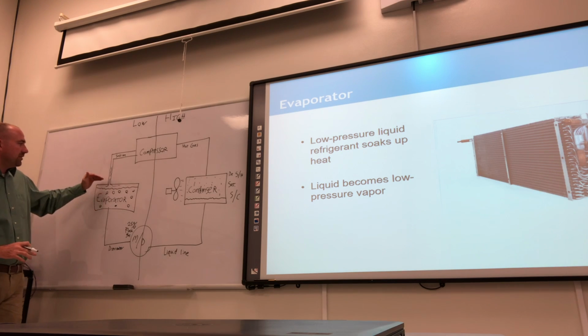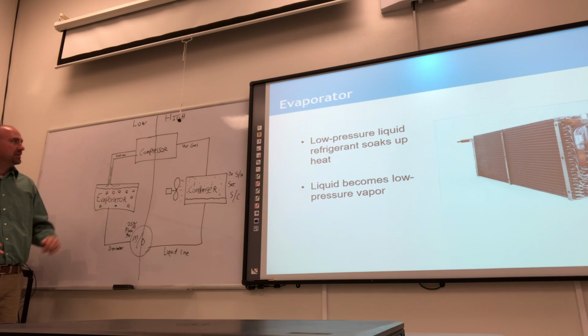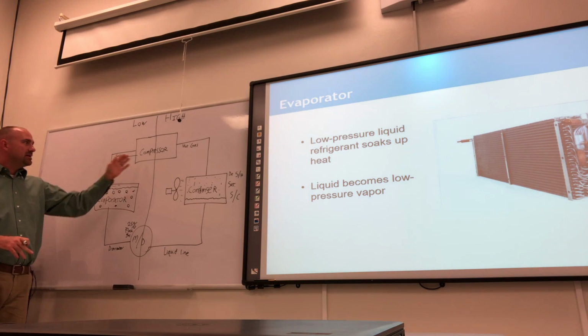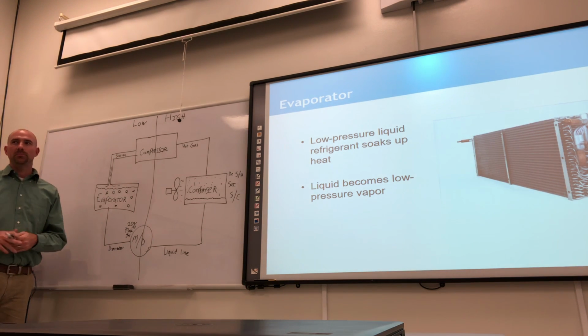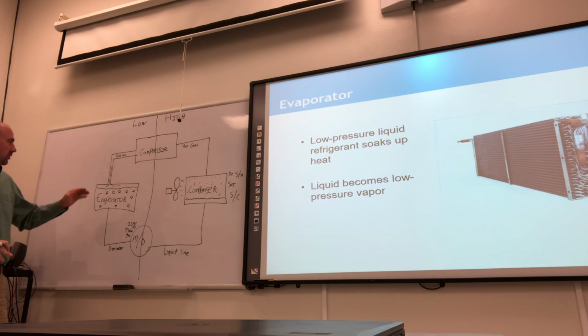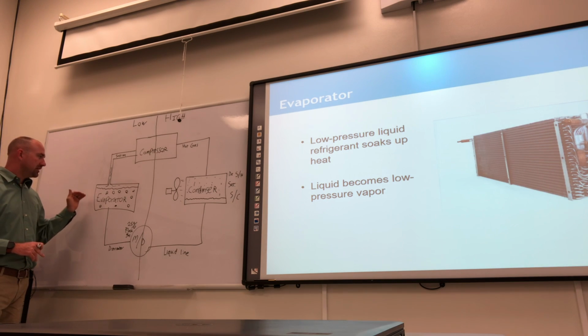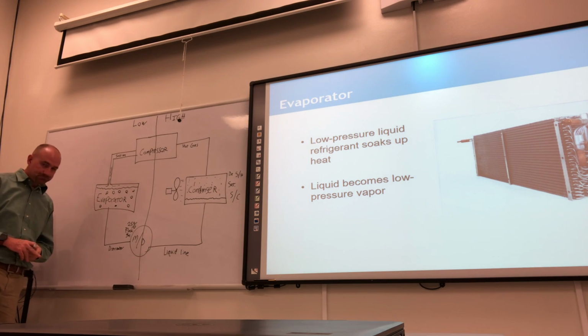So we can't fill this thing up. We can't overcharge one, because if we have that liquid going back in the compressor, bad things are going to happen. The compressor is only a vapor pump. It cannot compress a liquid. It can only compress a vapor, and so we need to adjust our refrigerant charges so it stays right there where it needs to be.